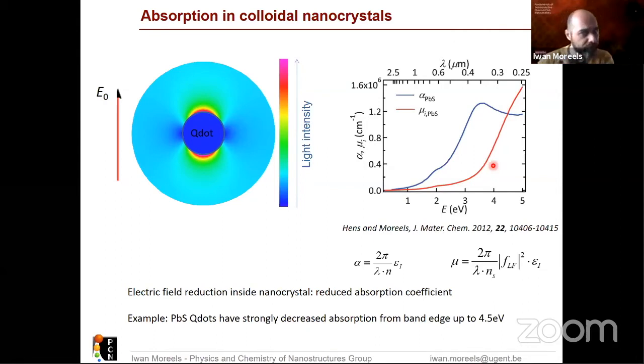Now, I want to emphasize this has nothing to do with quantum confinement. This has only to do with the fact that there is less light going inside the nanoparticle as you shine in on it, just because the dielectric constant of the quantum dot is different from the environment. And the modification can be very strong.